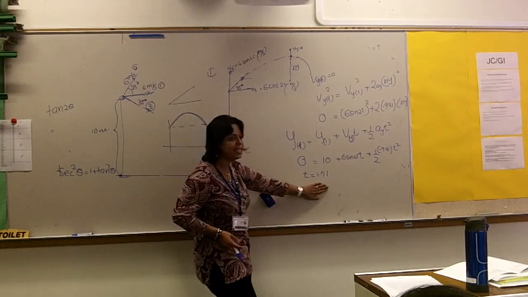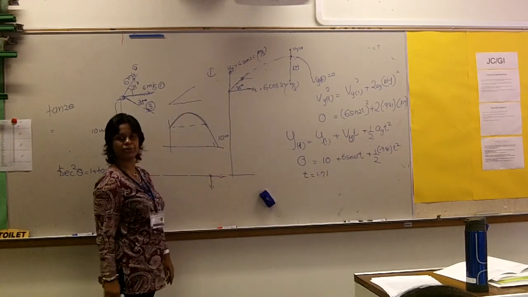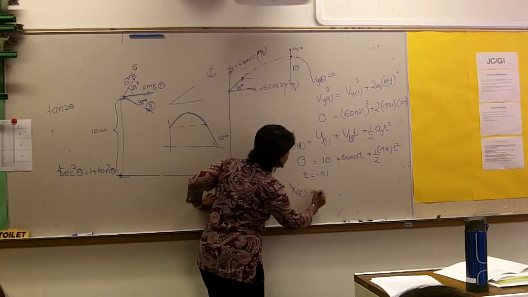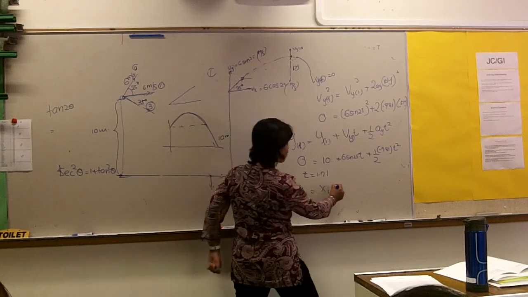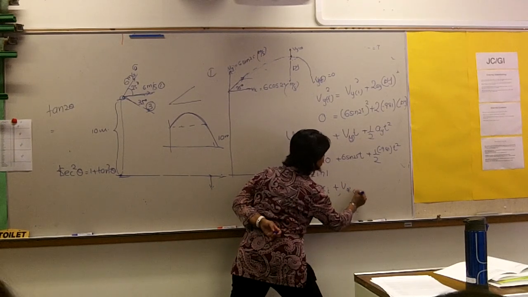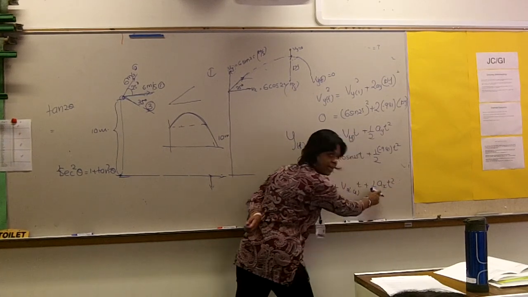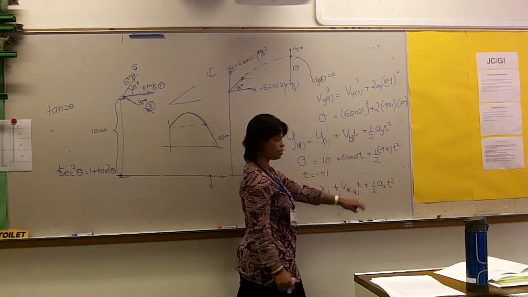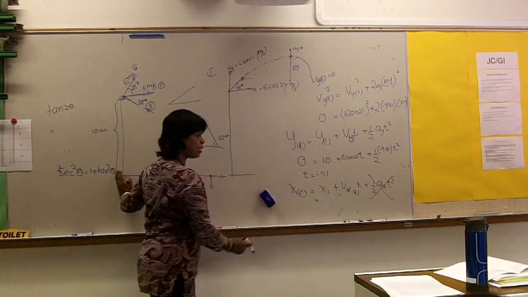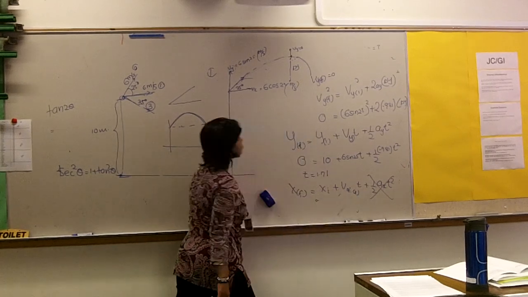So when t is equal to 1.71, how far does it go from here? X final is equal to X initial plus Vix t plus half Ax t squared. Do you have acceleration in x? No, so this is 0. This is also 0. We are measuring from here, right? There is no xi. Xi is equal to 0. But Vi is what?